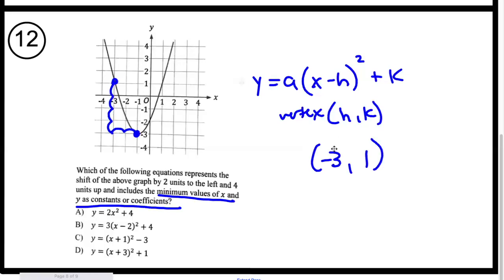Well, if I plug negative 3 for h, I get y equals, I don't know if there's an a or not, but it won't really matter. But then I have x minus negative 3. Well, that turns to x plus 3. And then plus k is plus 1. The only answer that has this in it is D. So that tells me A is 1. So I don't really have to worry about finding A. Okay, so this one, it's really helpful to know vertex form. All right.